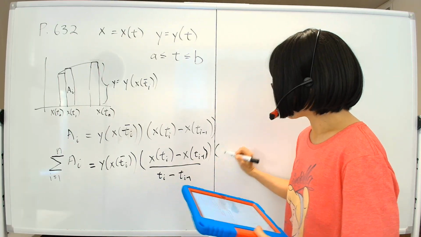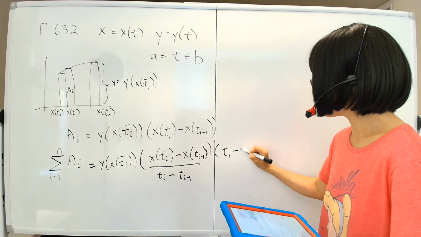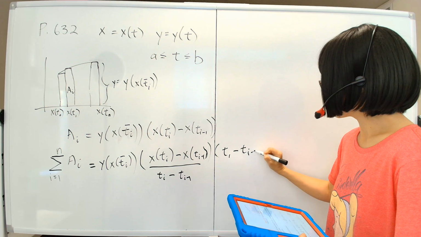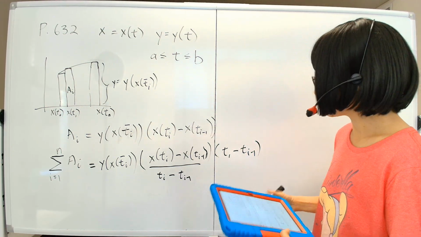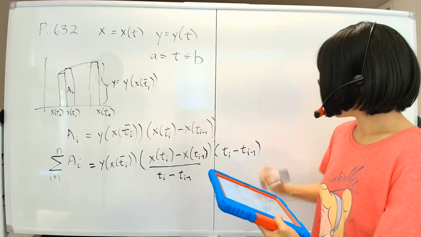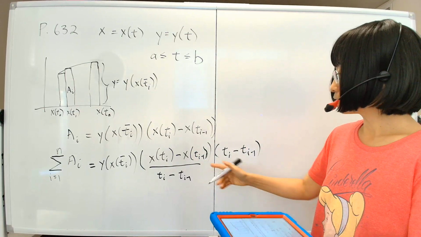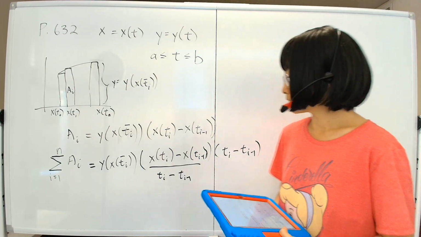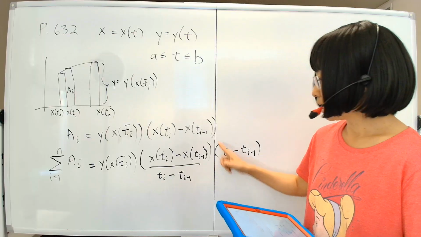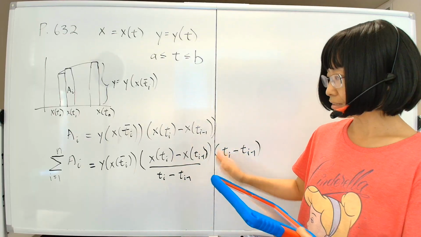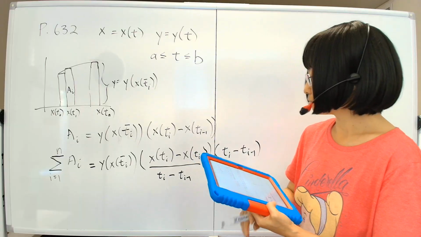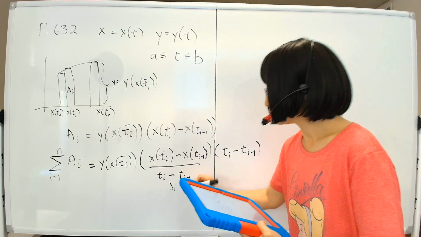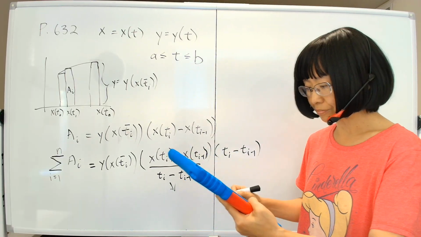And then multiply it by the exact same number, t_i minus t_{i-1}. If we multiply and divide by the same number, we haven't changed anything. Okay, the reason we're doing this is that this thing right here, as n goes to infinity and everything gets smaller and smaller, is the definition of x prime of t.